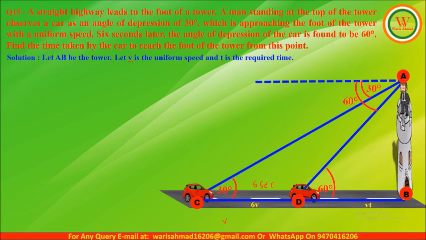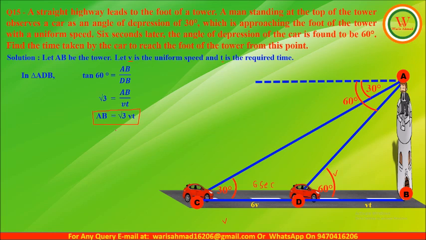First of all, we will consider triangle ADB. In triangle ADB, the measurement of this angle is given as 60 degrees, the measurement of BD is VT, and we have to find out the measurement of AB. So here we can write in triangle ADB, tan 60 degrees equals perpendicular, means AB upon DB. As we know, tan 60 degrees equals root 3. AB will be as it is. In place of DB, we can write VT as I have calculated right now. Now, after that, we can write AB equals root 3 VT. So here we got the value of AB.